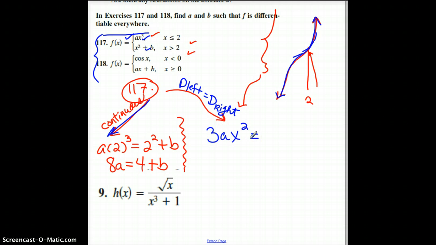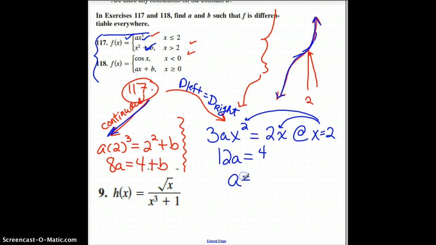That's got to match up to the derivative of x squared plus a constant, which would just be twice x. And remember, we need that to happen when x is 2. So now we plug a 2 in here, and we'd get 12a has to equal 2 times 2, which is 4, giving us an a of 1/3. So the a value is 1/3.